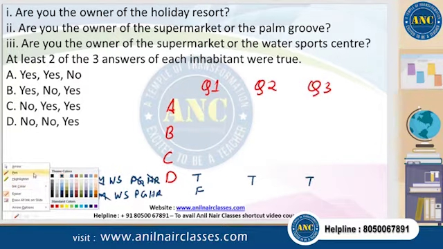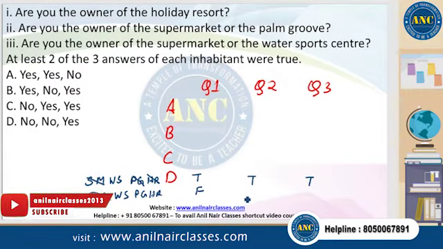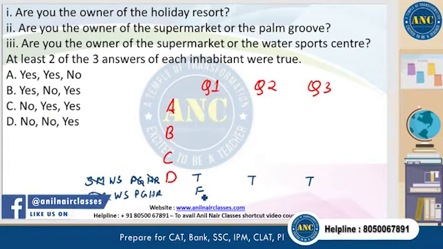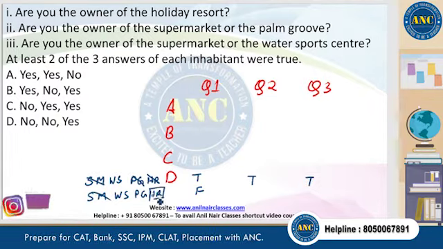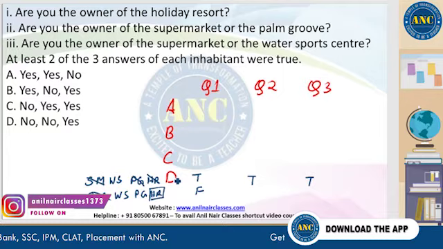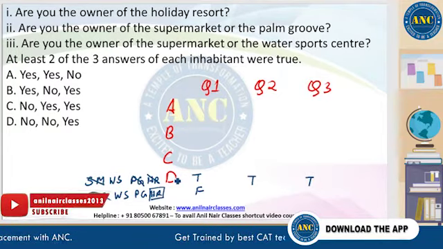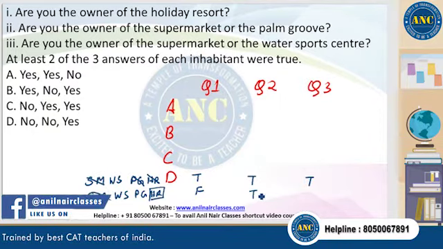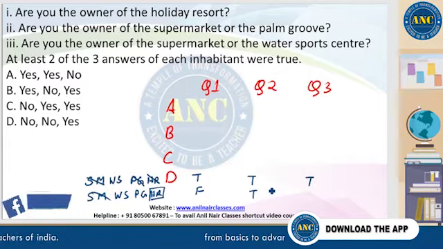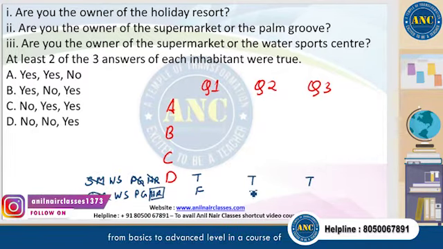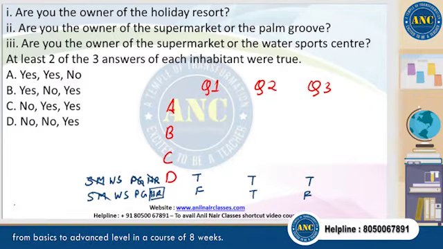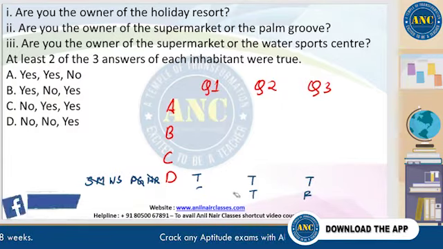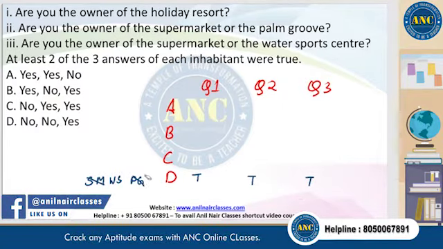What if that false is there? We need to work that as well, right? Case two. If that is a false, that means this person is definitely owning the holiday resort, right? So the next statement, are you the owner of the supermarket or the farm grove? He says no, which is true, because he is the owner of the holiday resort. But then the last statement again becomes false, right? So we cannot have two falses. This will make our life a little easy. We can remove all this, and we can say, hey, listen, you know what?